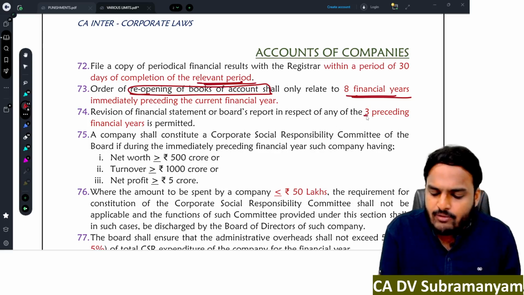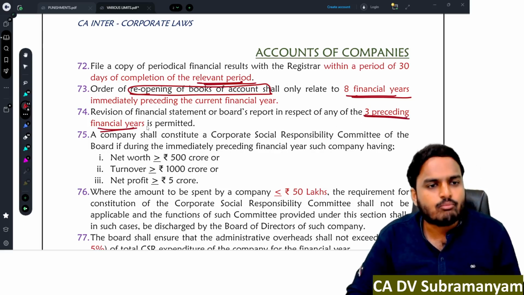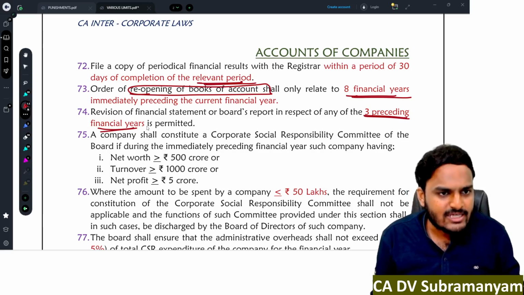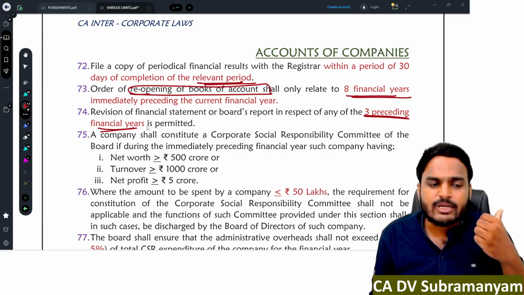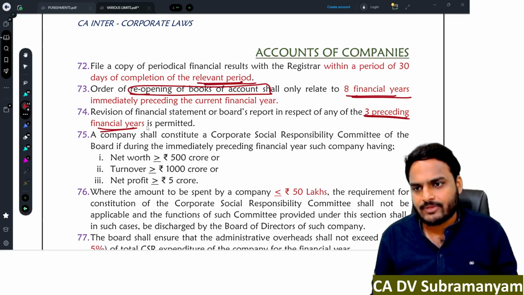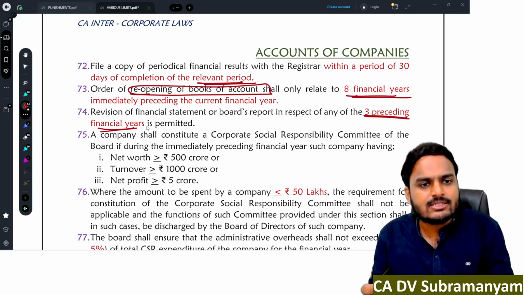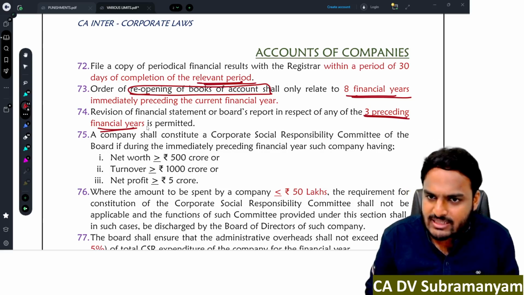Next, if company wants to revise its financial statements or board report voluntarily, then that revision is permitted for the financial statements related to preceding 3 financial years only. So that voluntary revision is permitted only for the financial statements of 3 preceding financial years.